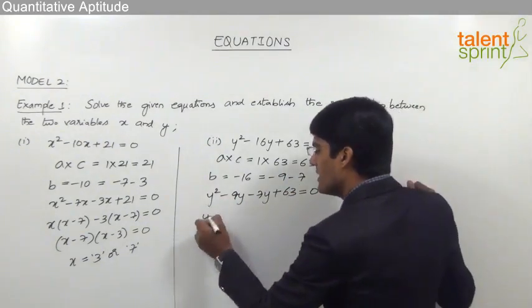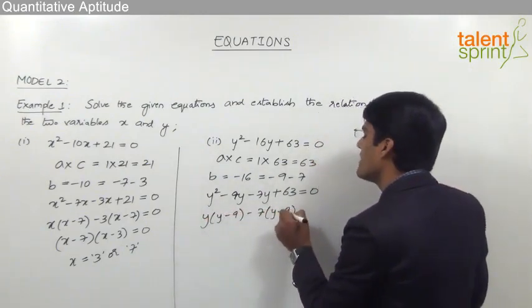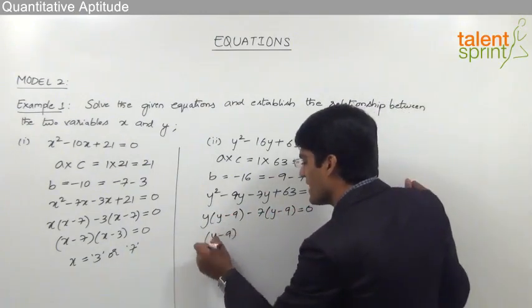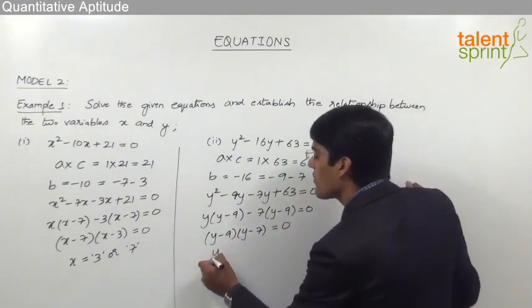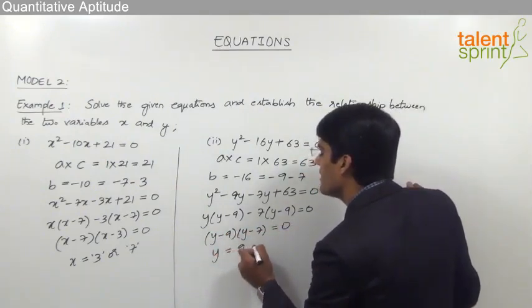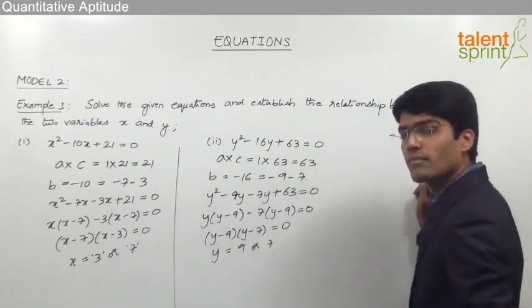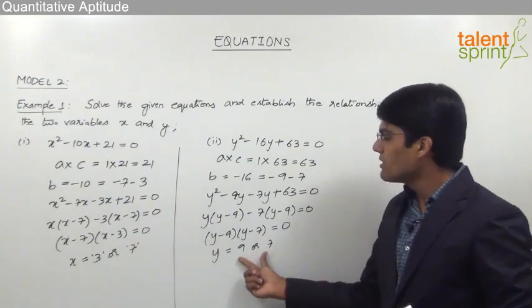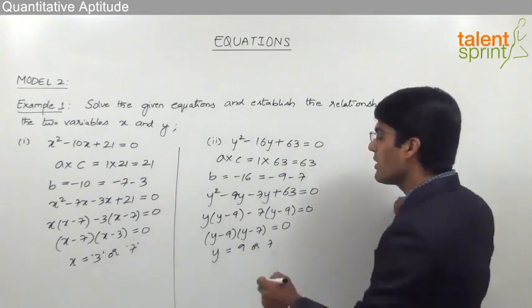Now taking y common here, we get y minus 9, and by taking minus 7 common, we again get y minus 9 equals to 0. So this can be taken as y minus 9 into y minus 7 is equal to 0. So the two roots of y here are 9 or 7. So now the two roots for the second equation are 7 or 9, and the two roots for the first equation are 3 or 7.